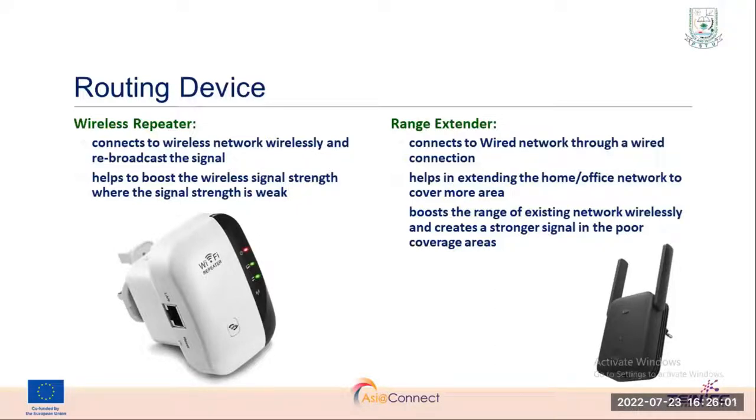The range extender is a little bit different from a wireless repeater. A range extender is also a repeater, but it will enhance the coverage area. It connects to the wired network through wired connections, helps to extend the home or office network to cover more area, boosts the range of the existing network wirelessly, and creates a stronger signal in a good coverage area. It will extend the coverage area of an access point and give better connections to the connecting devices of the network.